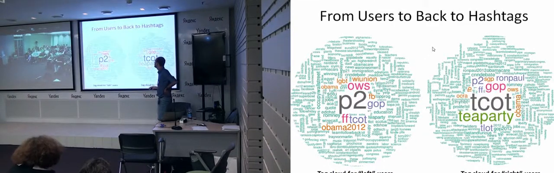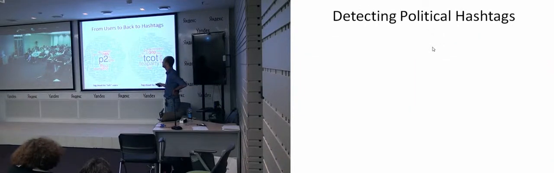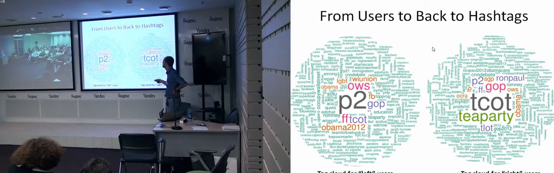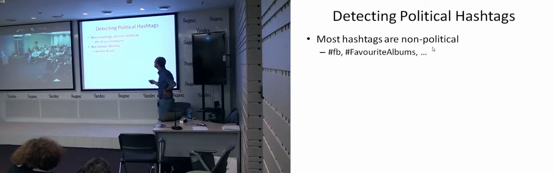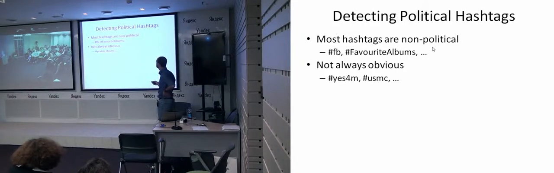Now, out of these, we want to filter out the ones that are not political. We don't want to assign a leaning to Facebook, at least not in the demo. It doesn't make sense to show the most popular thing on the left, Facebook. Well, kind of true, but it's not political. So what do we do to tell the hashtags that are non-political, such as Facebook, favorite albums? Well, sometimes it's obvious, sometimes it's not so obvious, right? Yes, 4M, is that political or not? USMC?